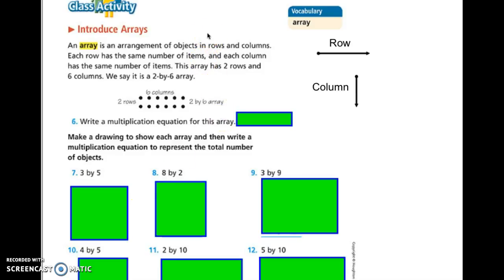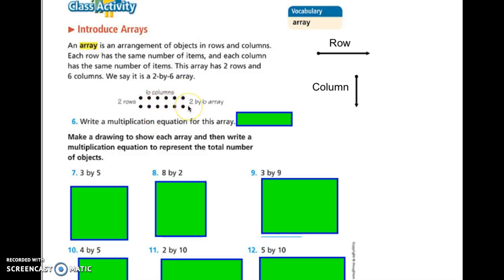All right, next we're going to be talking about an array. An array is an arrangement of objects in rows and columns. Each row has the same number of items, and each column has the same number of items. This array has 2 rows and 6 columns. We say it is a 2 by 6 array. Now, I want you to look at this little picture here I drew for you because it's really important to know the difference between a row and a column when we're talking about arrays. Okay? A row goes this way, goes horizontal. Columns go up and down.